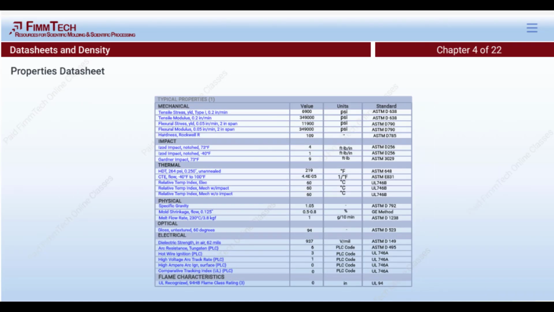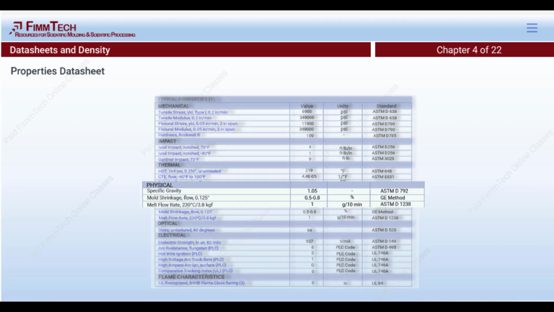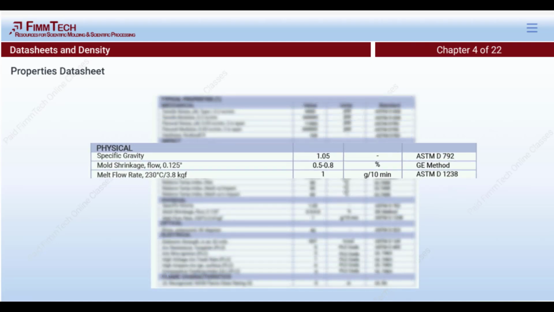Here is a data sheet, which is the properties data sheet for a Cycolac ABS material. You can see it gives you mechanical properties, impact properties, thermal properties, and so on. And again, these are more important for designers. However, for us as processing people, the three properties that are important to us are the specific gravity, shrinkage, and melt flow rate. And I'll talk about these things here very soon.